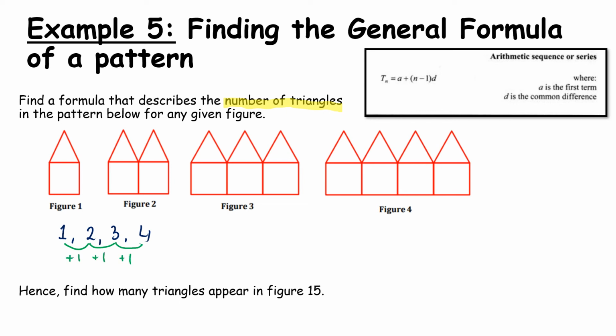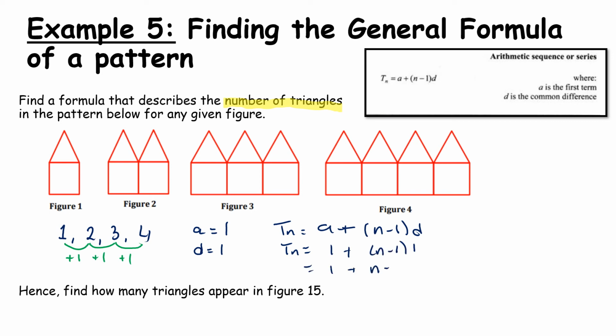Now at this point you might be able to go, oh, I know exactly how to do this, and that's fine, but I'm going to work through the long way. The first thing I do is identify my first term. I identify my common difference. I say Tn is equal to A plus n minus 1 times d. So Tn is equal to 1 plus n minus 1 times 1, which is 1 plus n minus 1. So my Tn is simply n.